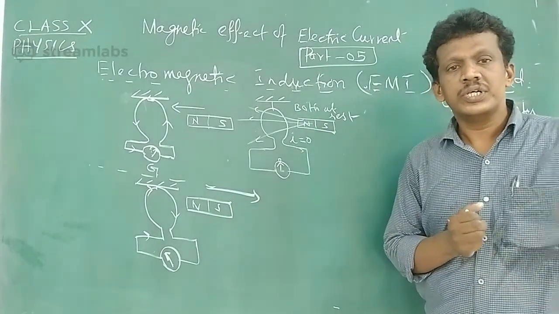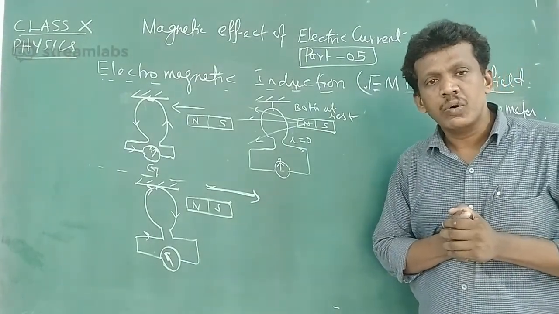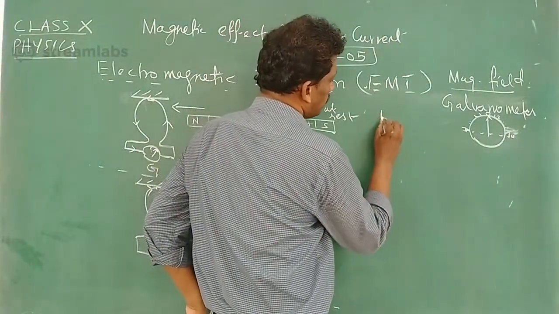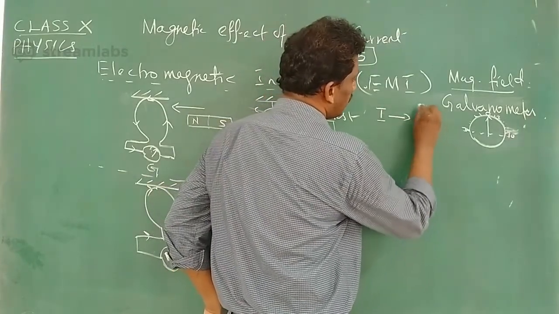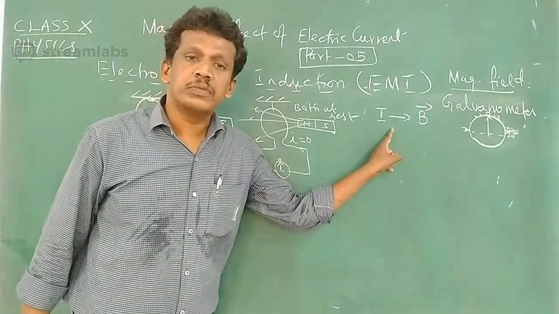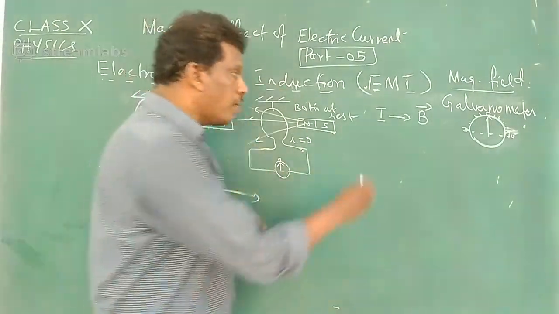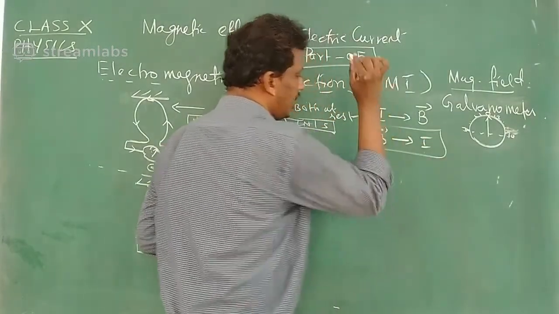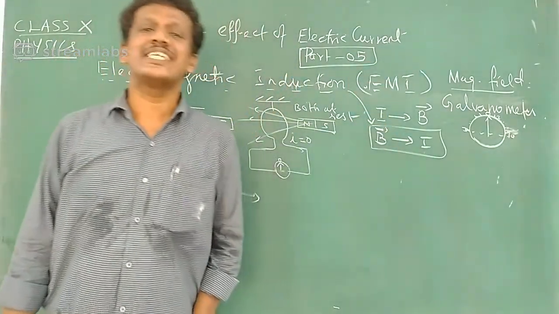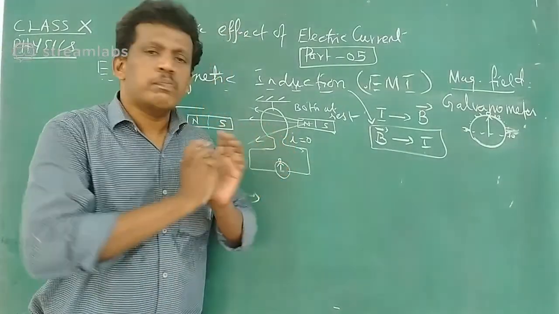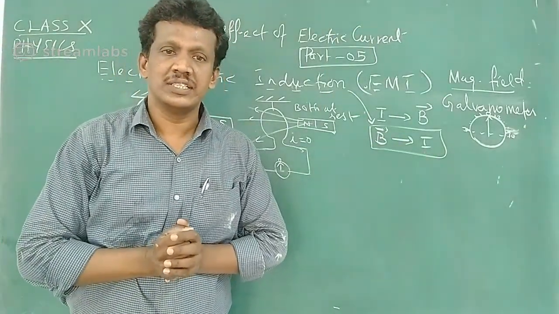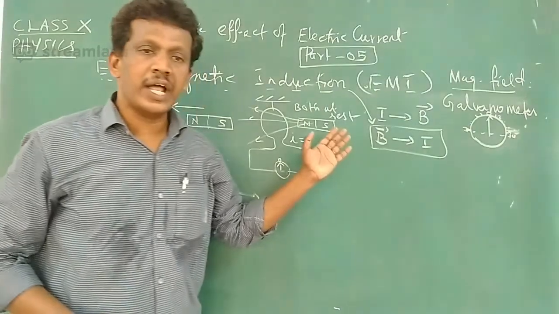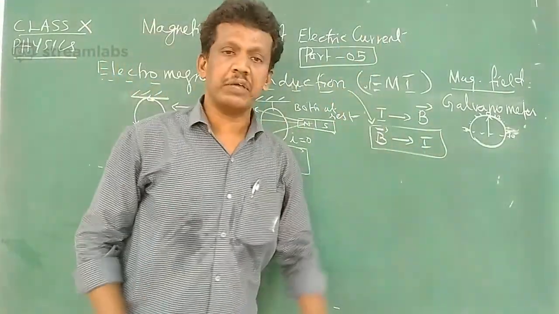So let me go back to the magnetic effect of electric current. From electric current, you are getting a magnetic field. Who gave this concept? Oersted. Now from a magnetic field, you are going to get current. That is EMI, electromagnetic induction. You see, it is a reverse process. Yes, it brought a major breakthrough in the scientific world. Just as you can get a magnetic field from current, the same way you can get current from the magnetic field.